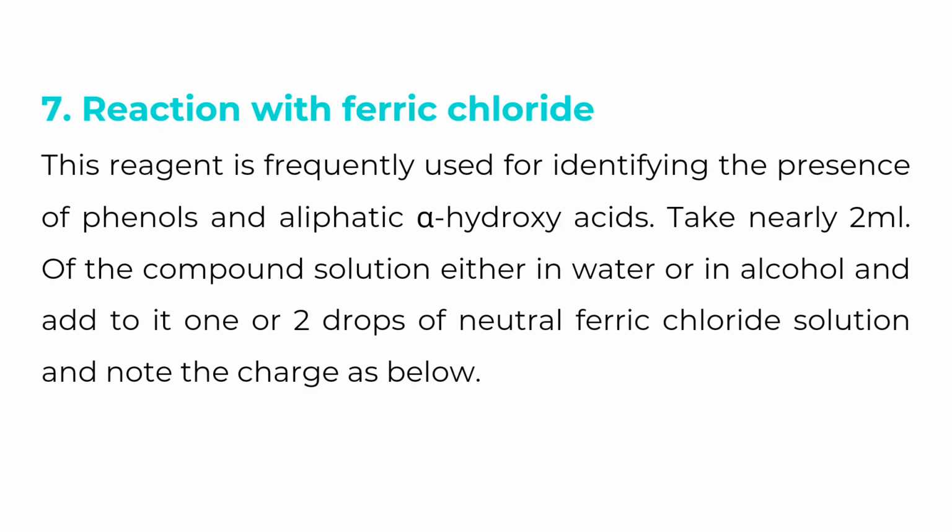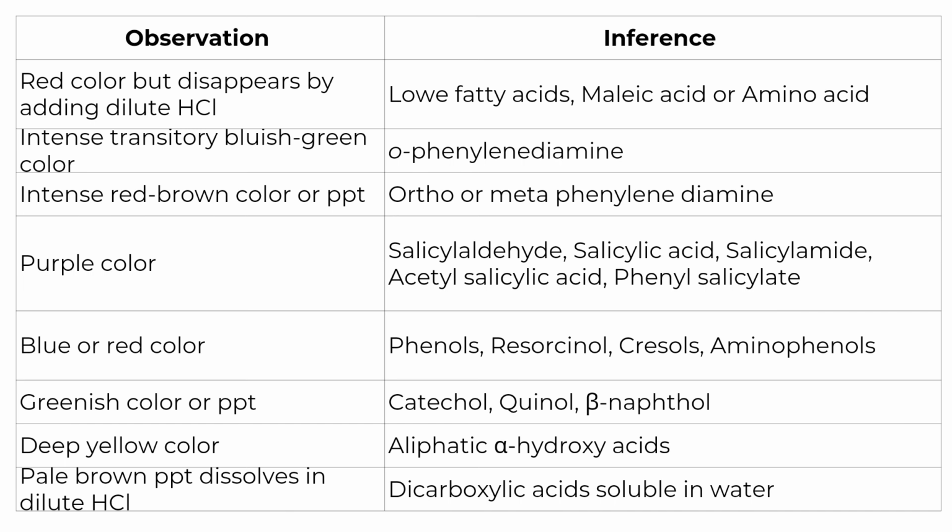7. Reaction with ferric chloride. This reagent is frequently used for identifying the presence of phenols and aliphatic alpha hydroxy acids. Take nearly 2 ml of the compound solution either in water or in alcohol and add to it 1 or 2 drops of neutral ferric chloride solution and note the change as below. Observation, inference. Red color but disappears by adding dilute HCl: low fatty acids, malic acid or amino acid.